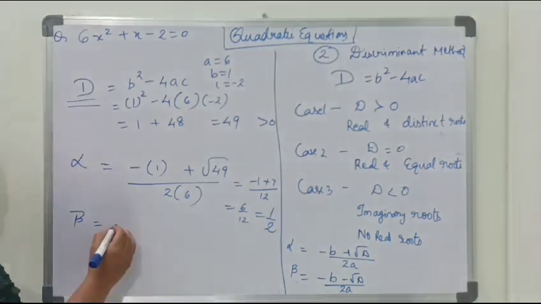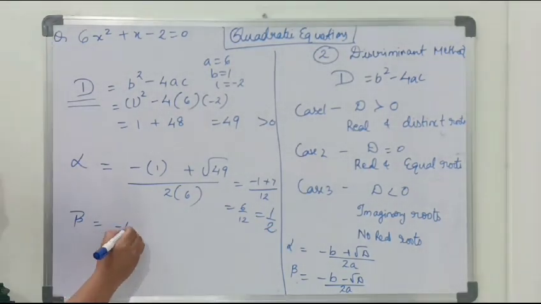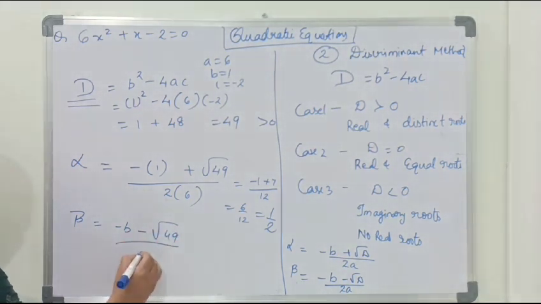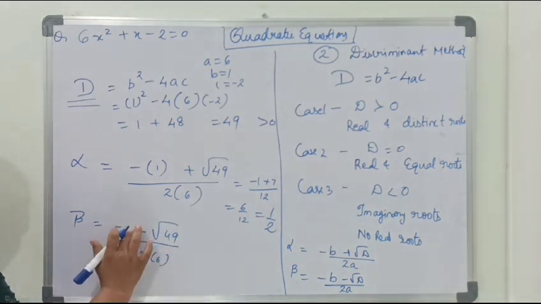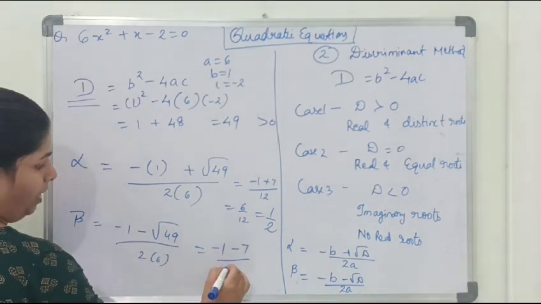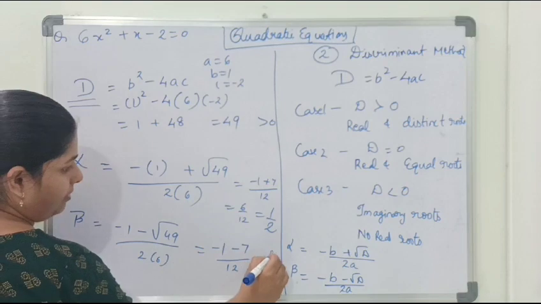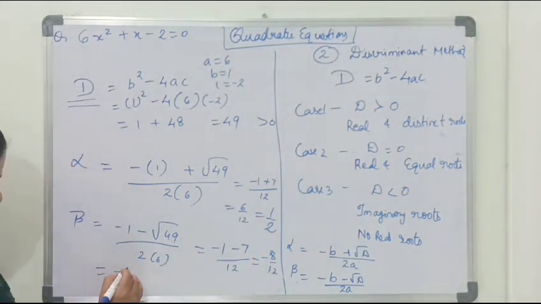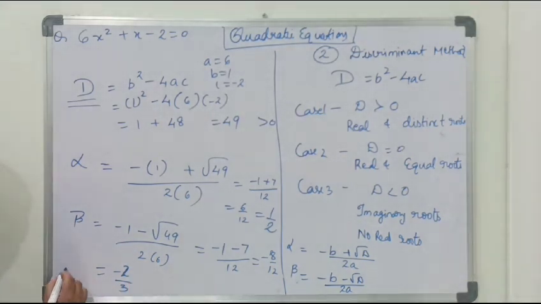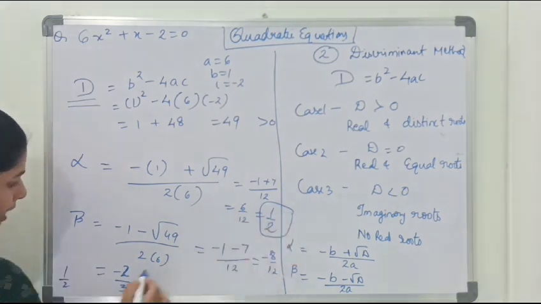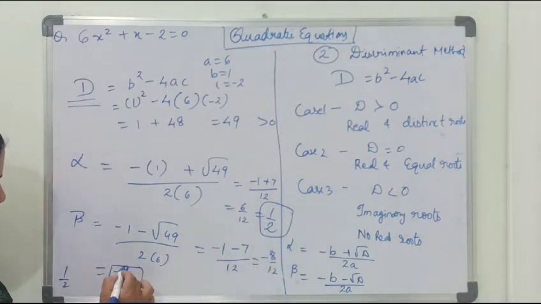The second root will be minus b minus under root 49 upon 2 into 6. Here the b value is 1. That is minus 1 minus 7 by 12. That is minus 8 by 12. That is minus 2 by 3. So the roots are 1 by 2 and minus 2 by 3.